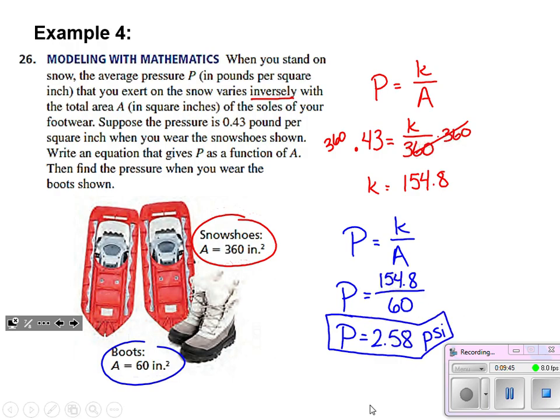Okay, and let's see if our answer makes sense. Naturally, if we have boots that have a smaller surface area, it's going to produce more force on the snow over a smaller area, so the pressure should be greater. So the fact that we go from 0.43 pounds per square inch to 2.58 pounds per square inch, that makes sense in the context of the problem. We can feel good about that answer.